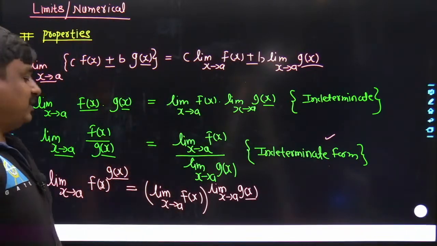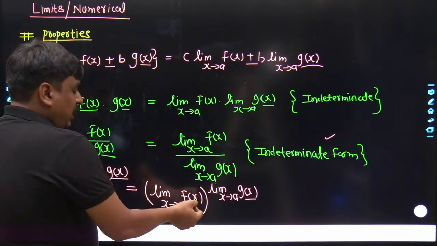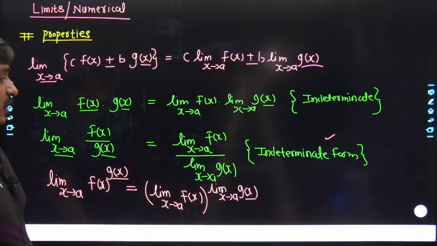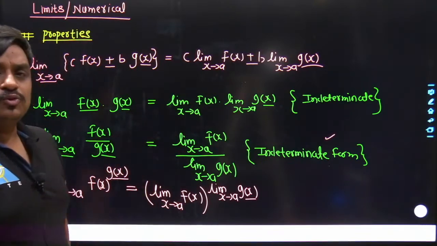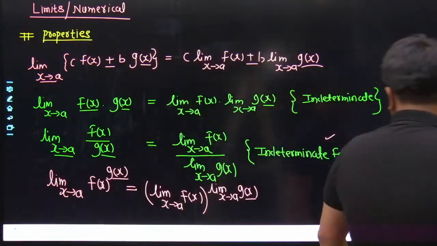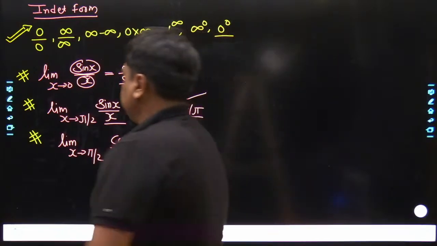For the time being, let's take an example. While feeding limit x tends to a f of x, the value is 5, and similarly while feeding limit x tends to a g of x, the value is 2. So the answer is simply 5 raised to 2, the result would be 25. Till this point, each and everything must be clear to all of us.